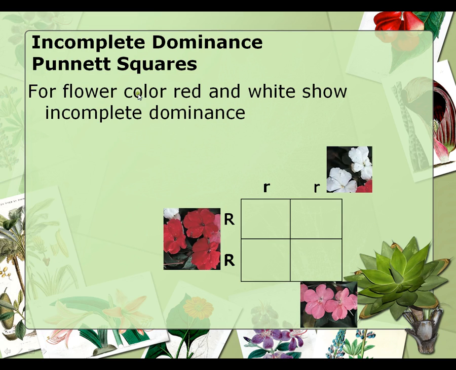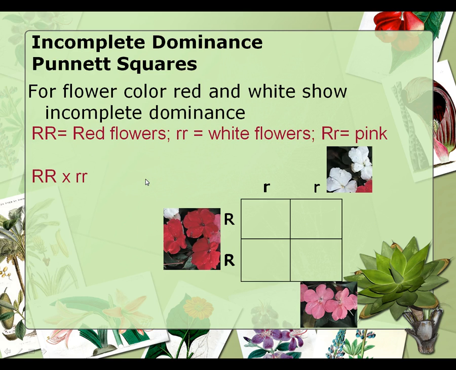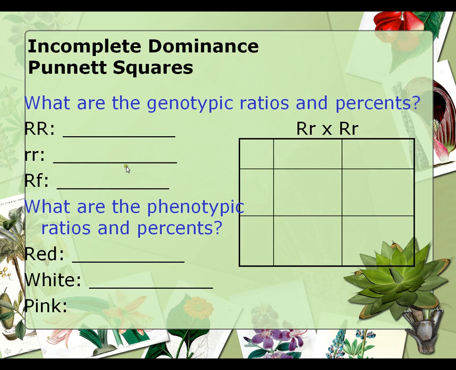For flower color, red and white show incomplete dominance. So we're going to cross a homozygous recessive white flower with a homozygous dominant red flower. Now, when you get a heterozygous individual, you get the phenotype pink instead of red or white. So we're going to bring our capital R's over from our red plant, and then we're going to bring our little r's down from our white plant, even though it's not really recessive.